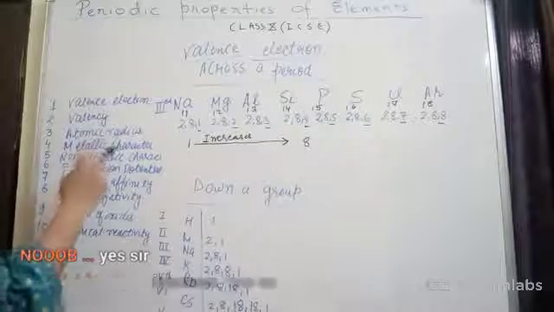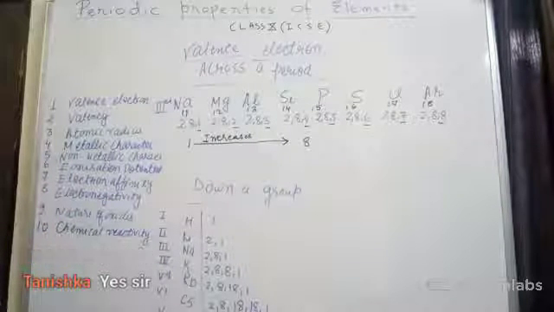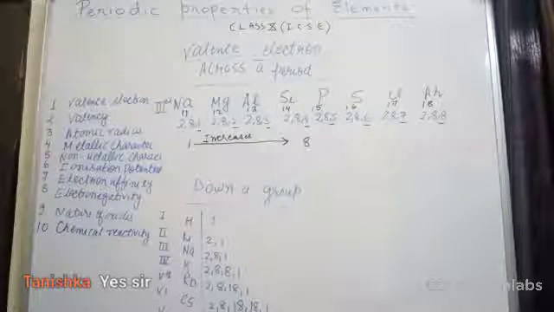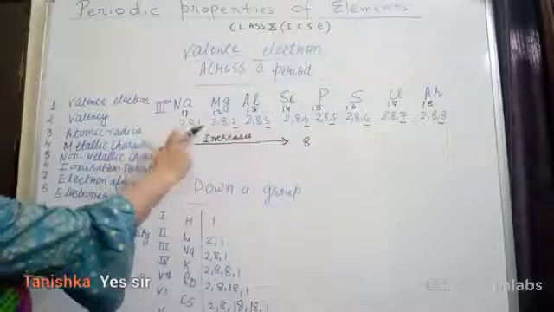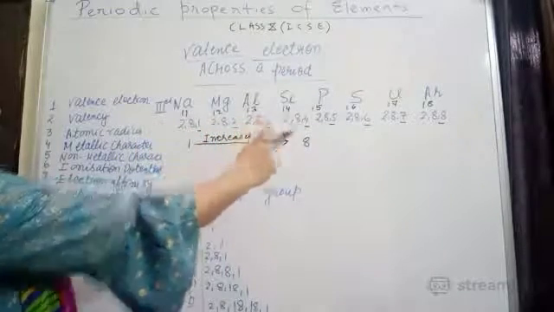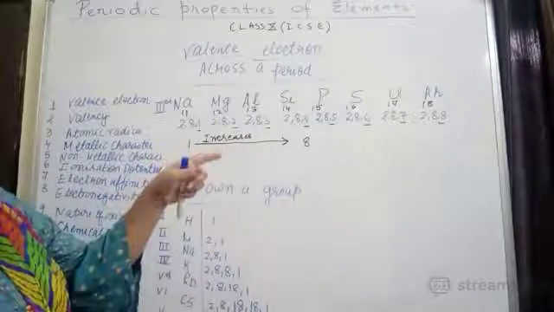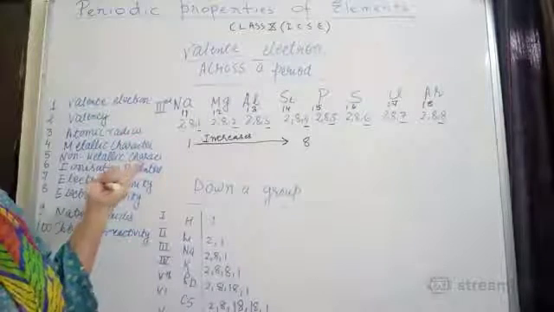So when we ask what will happen to valence electrons across a period in the modern periodic table, you will say valence electrons increase from 1 to 8. So 2,8,1, 2,8,2, 2,8,3, 2,8,4, 2,8,5, 2,8,6, 2,8,7, 2,8,8. What is the trend? Valence electrons are increasing.